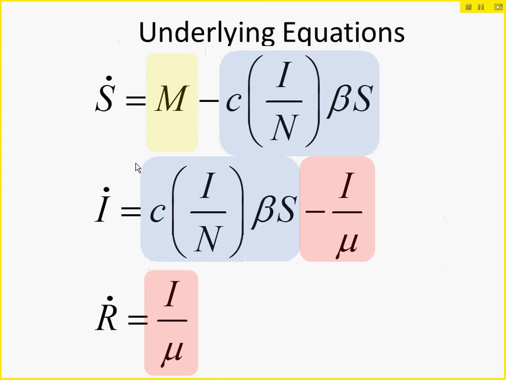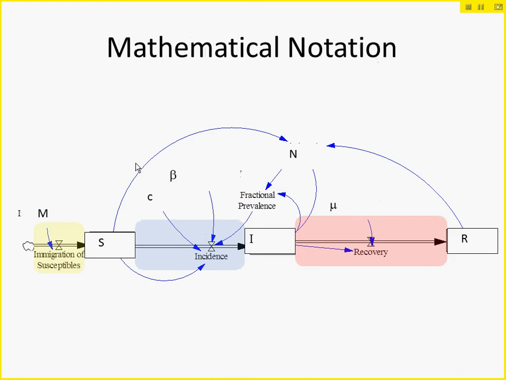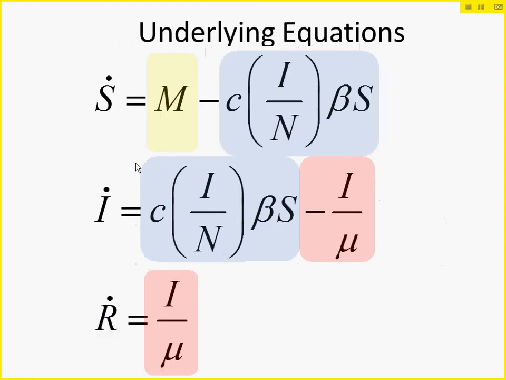So this M here is representing immigration into susceptibles. And remember, these are rates. These are people per unit time. So the rate of change of S, dS/dt, we could write it as, here, is equal to M, that's the flow in, and then minus, why is it a minus here?